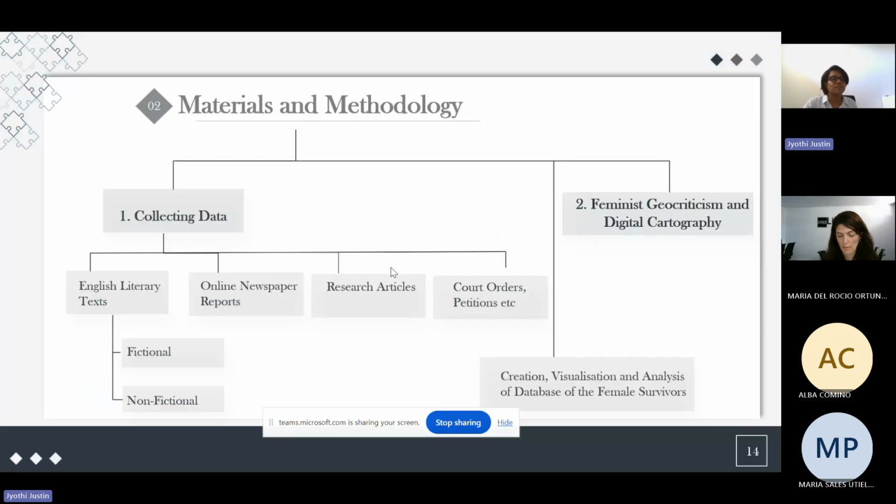So the materials and methodology part is that first we have collected data from English literary text, which is both fictional and non-fictional, and then also online newspaper reports, research articles, court orders, petitions, etc. And this method of collecting data is actually in accordance with geocriticism. Geocriticism is about locating multiple narratives on a particular place. And then we visualized this data using digital cartography, and then analyzed it to understand the relation between space, caste, and gender in this massacre.